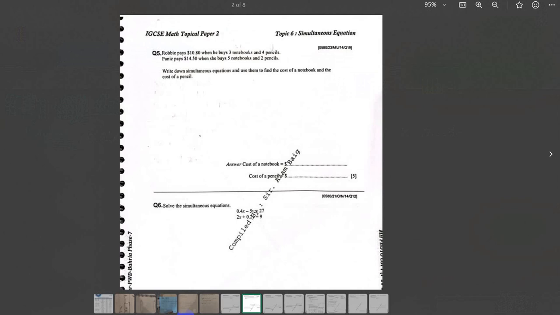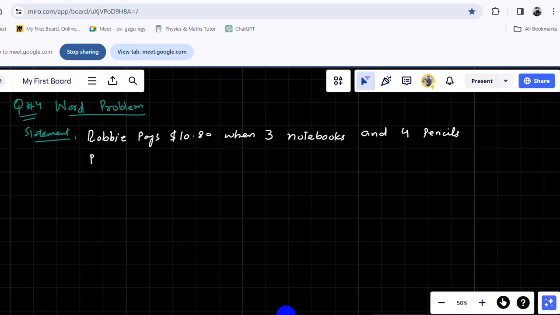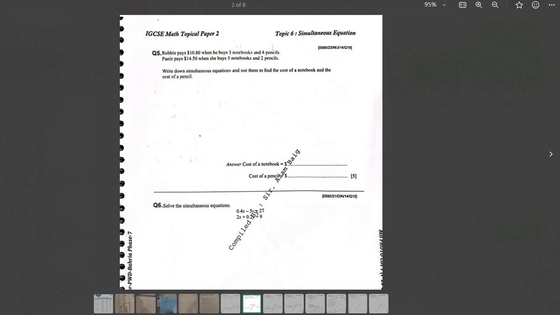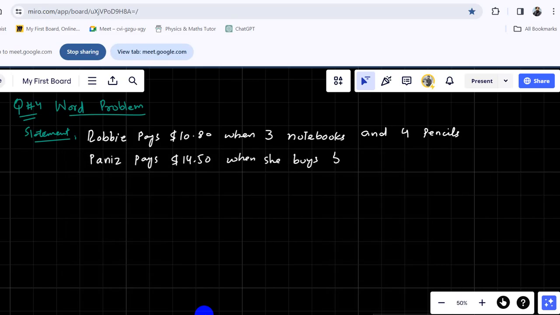Okay, Paris pays $14.50 when she buys 5 notebooks and 2 pencils. Now she is paying $14.50 when she buys how many notebooks? 5 notebooks and 2 pencils.